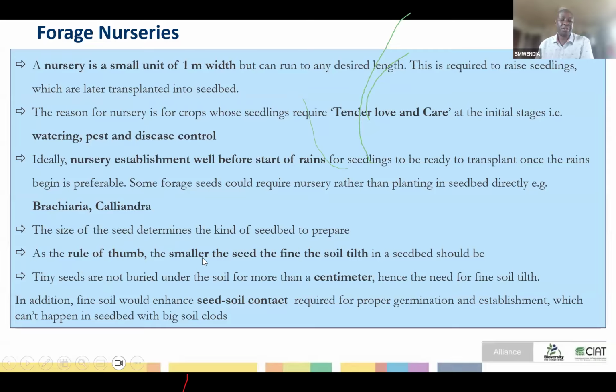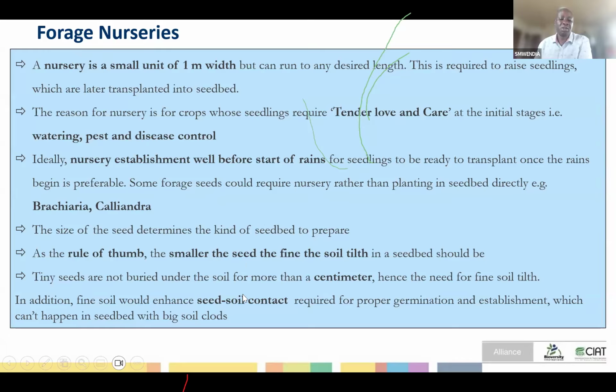And the rule of thumb here is that the smaller the seed, the finer the soil tilth should be, as I said, again, to enhance the soil seed contact. And for seeds that are very tiny, it's key and very important to note that they should not be buried beyond a centimeter, at most 2 centimeters. If you go beyond that, you may have all the other parameters well set, but you end up not having all your seeds coming out, because they were buried too deep and they may not see the light of day. So it's important to make sure that pasture seeds are not buried too deep. A centimeter below should suffice.